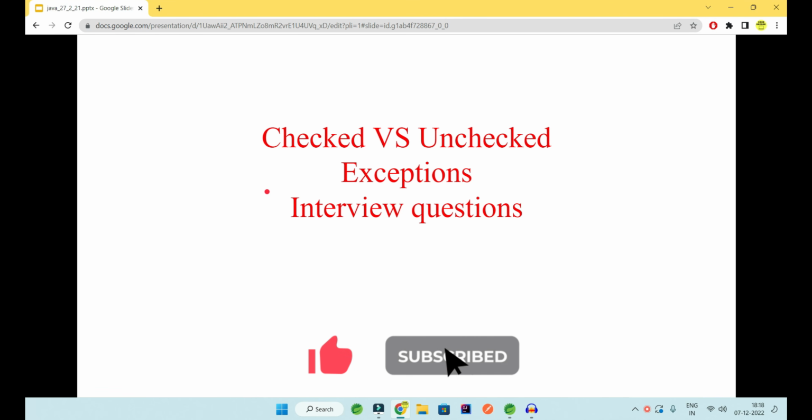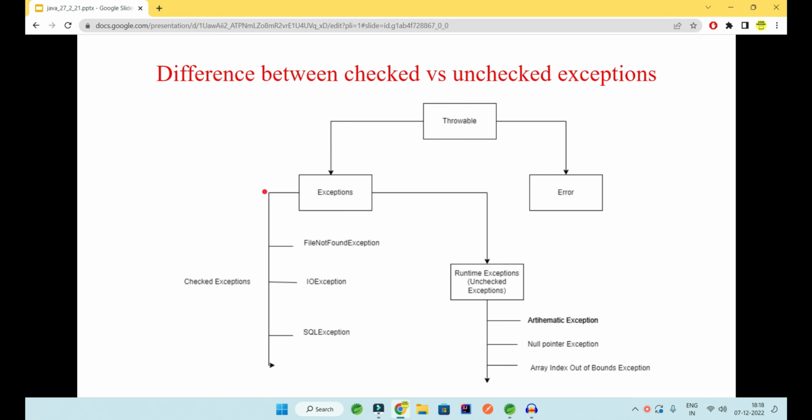Today in this video we will be looking at the difference between checked and unchecked exceptions. So let's get started. Let's first understand the hierarchy, and then differentiating between both of them will be much simpler for us. Throwable is the parent class of all the kinds of exceptions or errors that we face during the development. Now what we will be considering today is only the exceptions part, and not the error part.